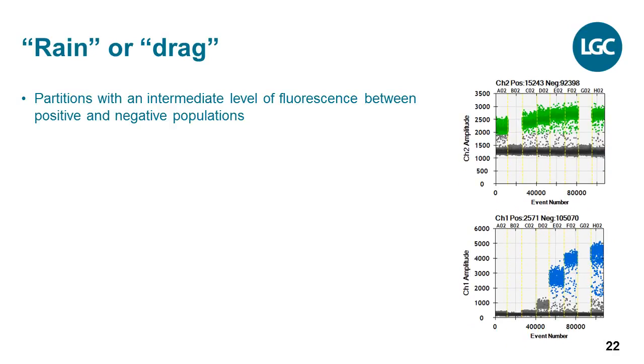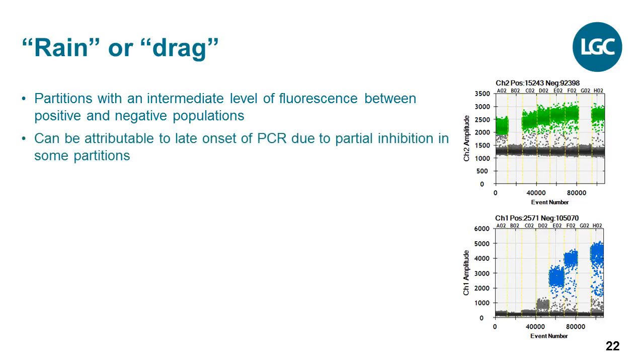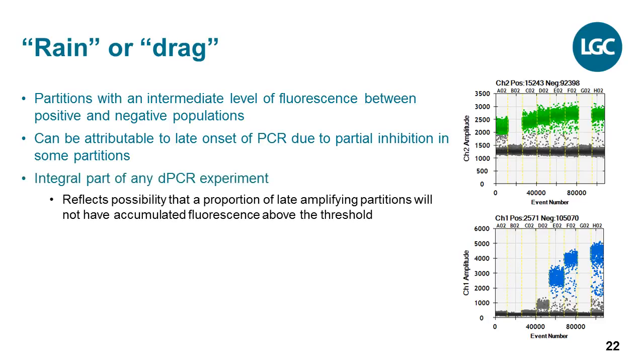The RAIN appears as dispersed partitions which are located between the two main partition clusters. Some RAIN can be attributed to the late onset of PCR, and should therefore be considered a member of the positive partition population. As a consequence, a certain level of RAIN may be considered acceptable as an integral component of any digital PCR experiment.